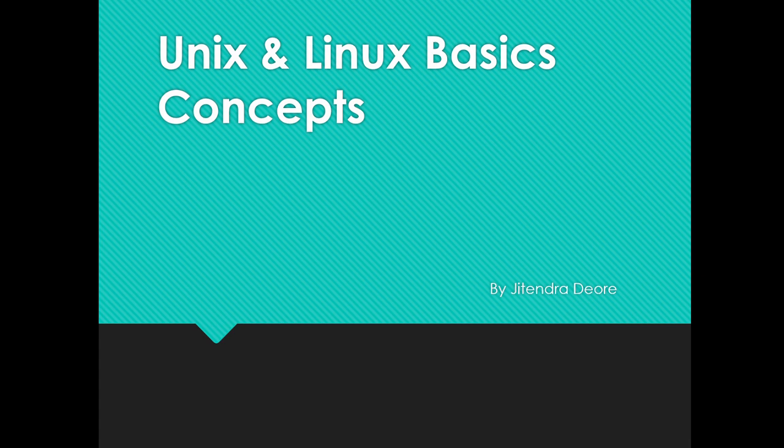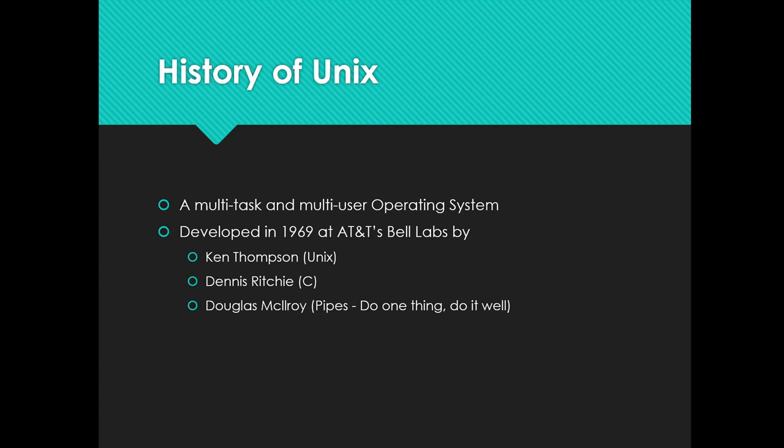Hello everyone. Today we are going to learn about the basic difference between Linux and Unix. Linux and Unix are both operating systems useful for multitasking and multi-user operation, known as multitasking and multi-user operating systems.